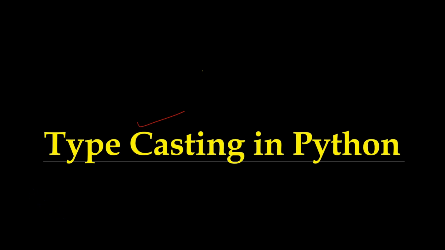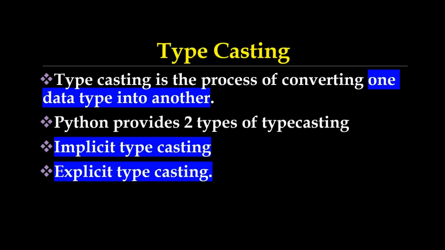Typecasting means conversion of one data type to another data type. For example, we are converting an integer data type to string data type, or a float into an integer data type, etc. So typecasting is nothing but the process of converting one data type into another data type, and Python supports two typecasting types, that is implicit and explicit.